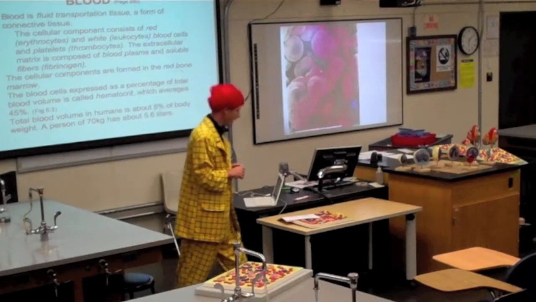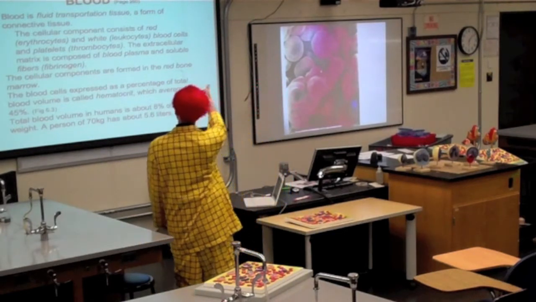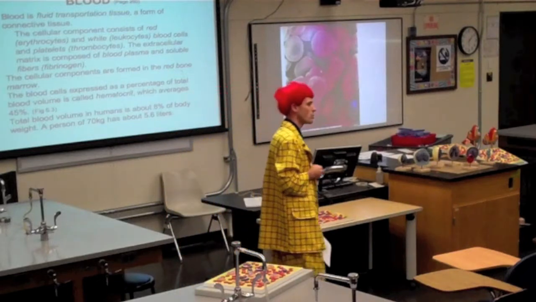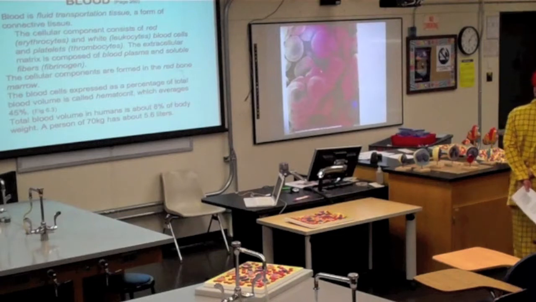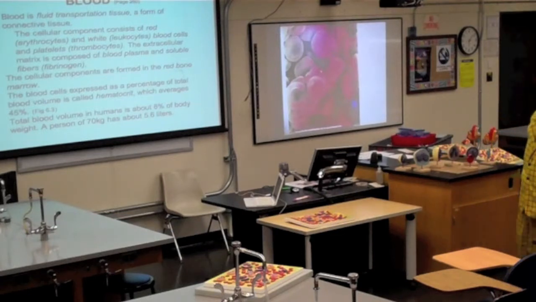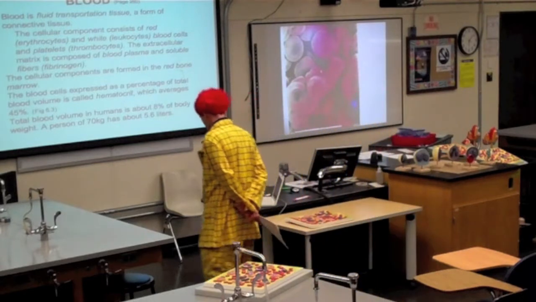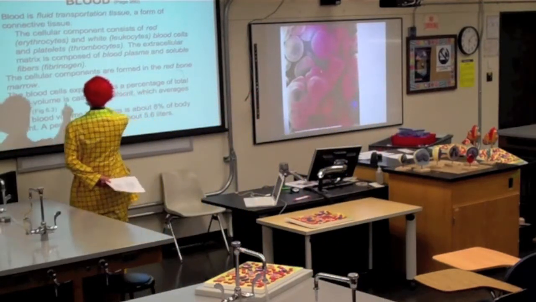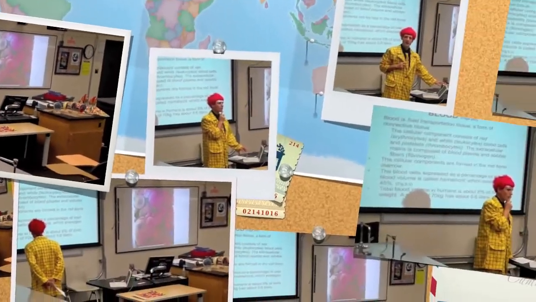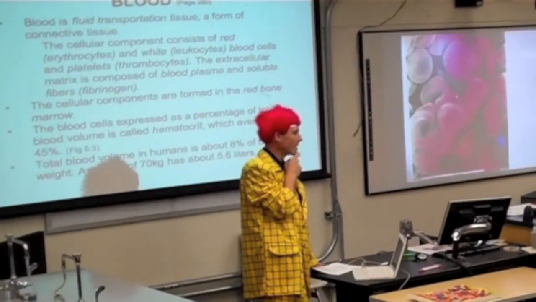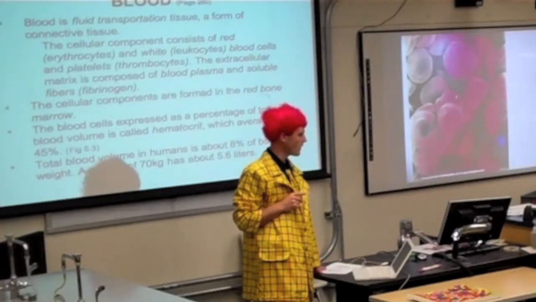We start with that. In the blood, we have red blood cells, which are termed erythrocytes. We have white blood cells, and those are leukocytes. And then we have small fragments of cells, called platelets, or we also call them thrombocytes. The cellular components of blood are made in bone marrow, the red bone marrow.